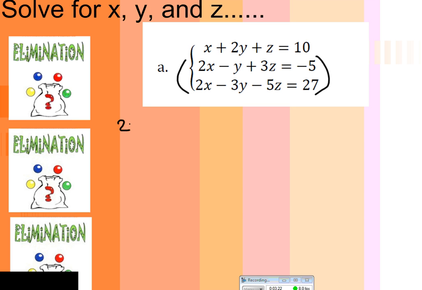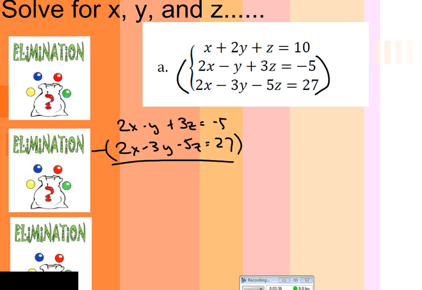So if I take 2x minus y plus 3z equals negative 5, and 2x minus 3y minus 5z equals 27, well, if I subtract both of those, I have to be careful with subtracting. I have to subtract everything. I've got to be careful with signs. 2x minus 2x is 0x. Negative y minus a negative 3y is going to be positive 2y. 3z minus a negative 5z is going to be positive 8z. And negative 5 minus 27 is going to be negative 32.